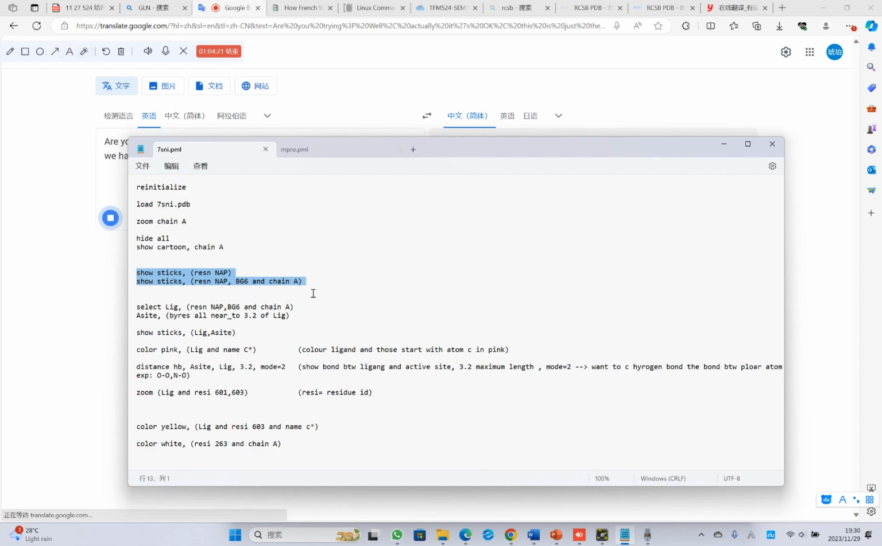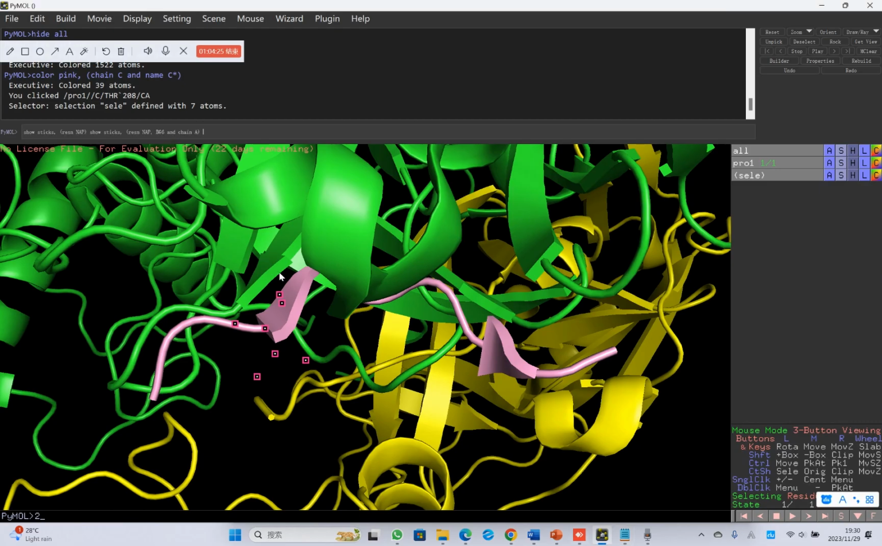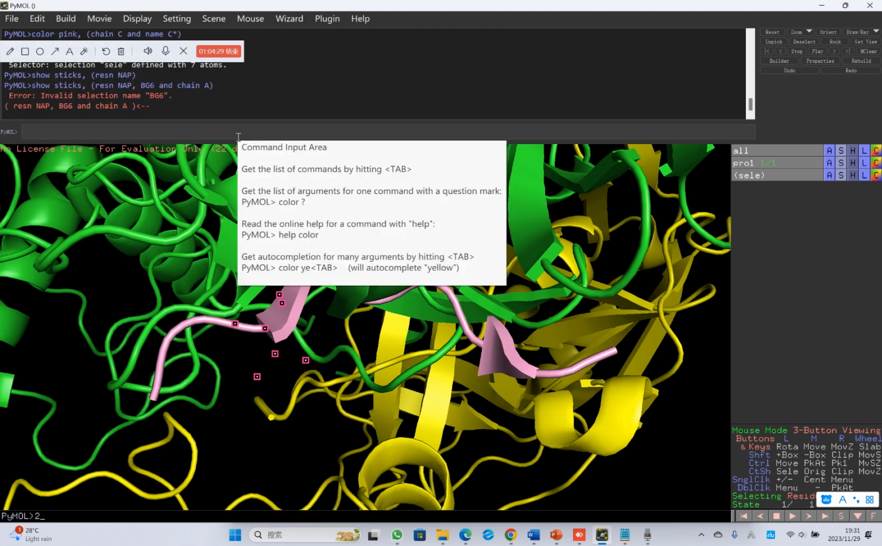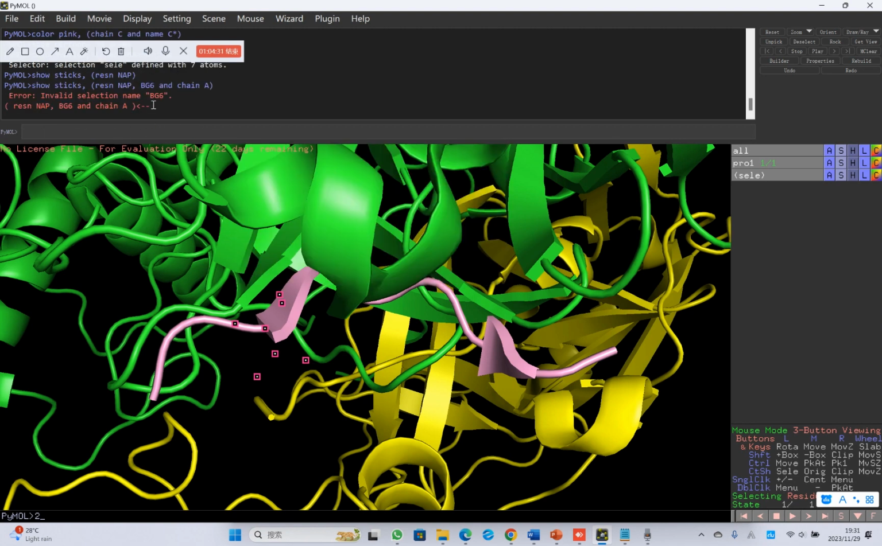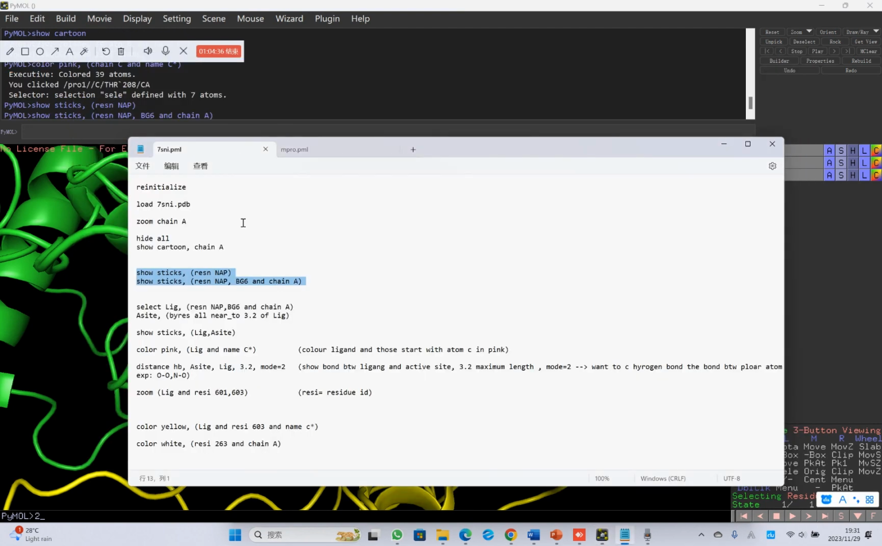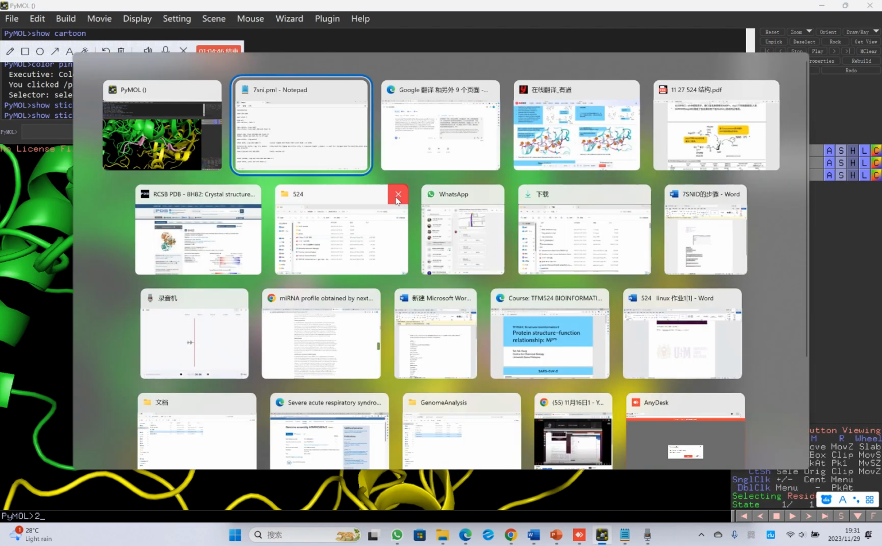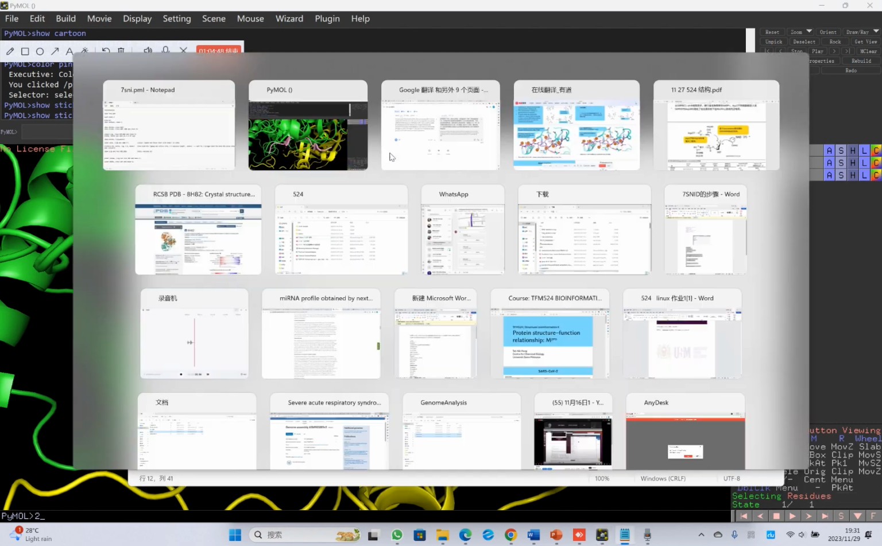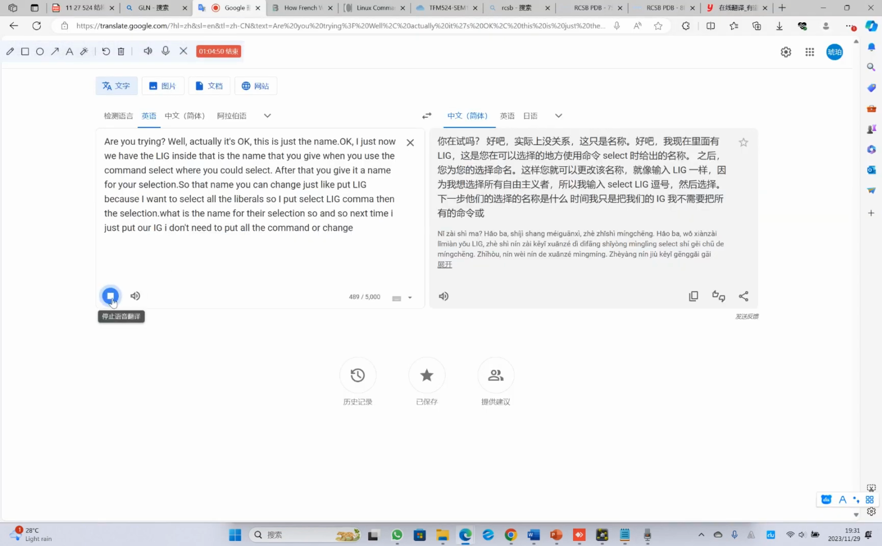When you use the command select, after that you give it a name for your selection. So that name you can change. I put LIG because I want to select all the items. So I put select LIG, then the selection. So LIG is the name for the selection. So for any LIG, I don't need to put all the command, change blah blah blah, that's the name.